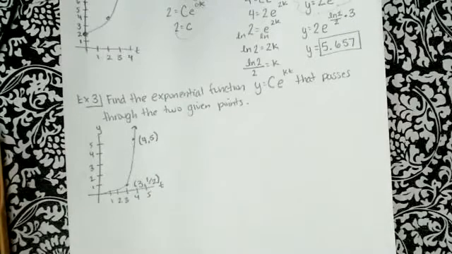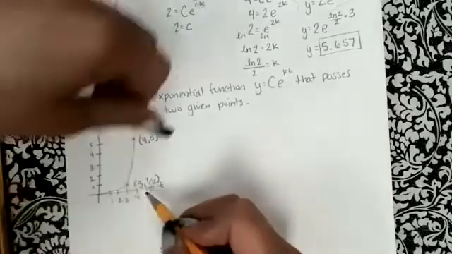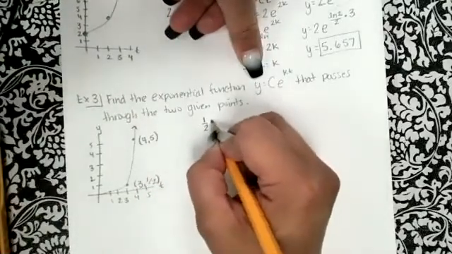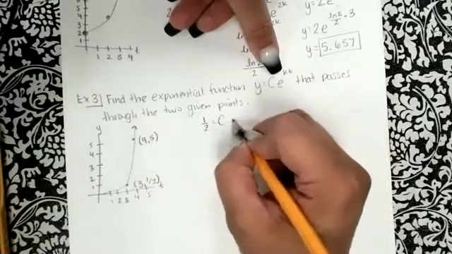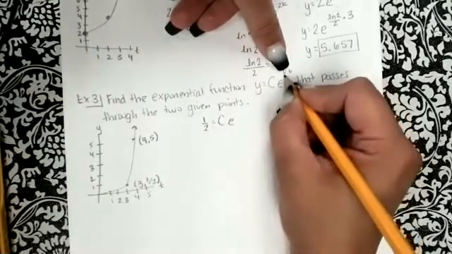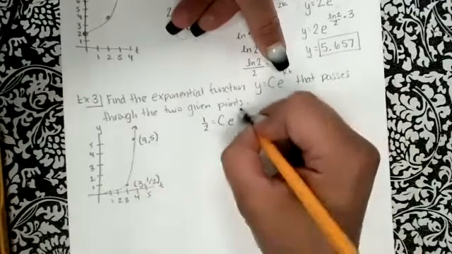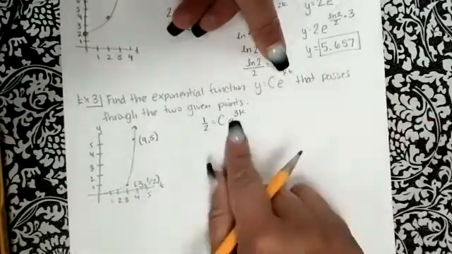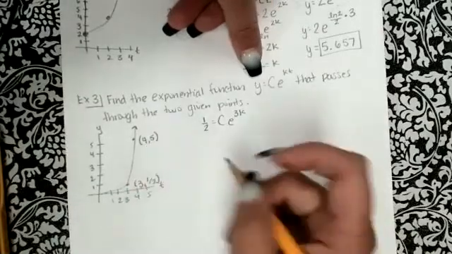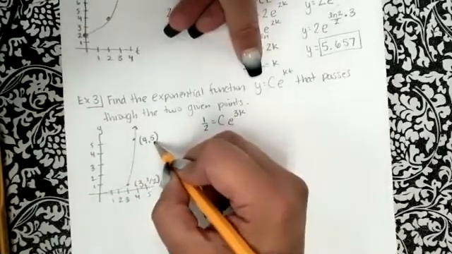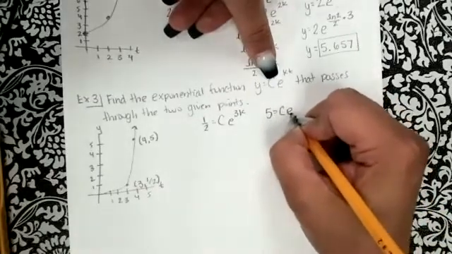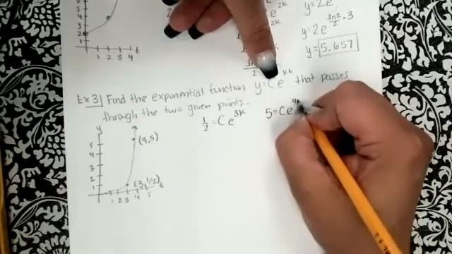So from here, I'm going to write my two equations. So this is the t, this is the y. For the first one right here, the y is going to be 1/2. C, I don't know. E to the k, I don't know, but the time is going to be the 3. So this is going to be a 3k. So that's that point. Now this one right here, the time is going to be 4, the y is going to be 5. So I have 5 equals c e to the 4k.